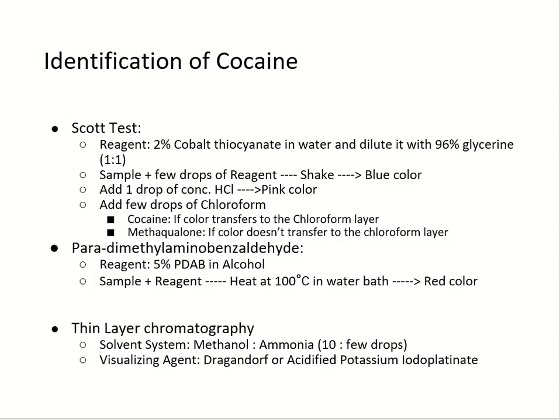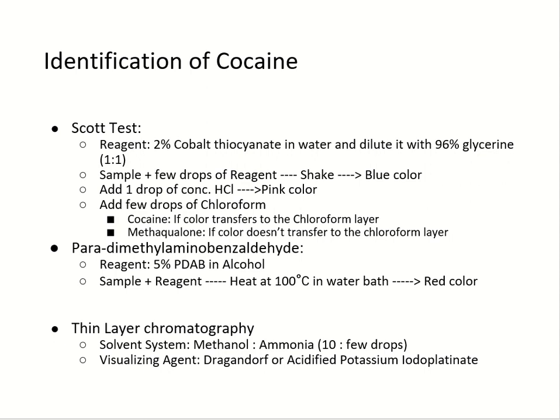Tests for the identification of cocaine. Scott test: the reagent is 2% cobalt thiocyanate in water with 96% glycerine in the ratio 1:1. Sample plus a few drops of reagent. Shake. Blue color will be observed. Then 1 drop of concentrated HCl is added. The color will change to pink. Add a few drops of chloroform. If the color transfers to the chloroform layer, it indicates cocaine. If the color does not transfer to the chloroform layer, it will indicate the presence of methaqualone.